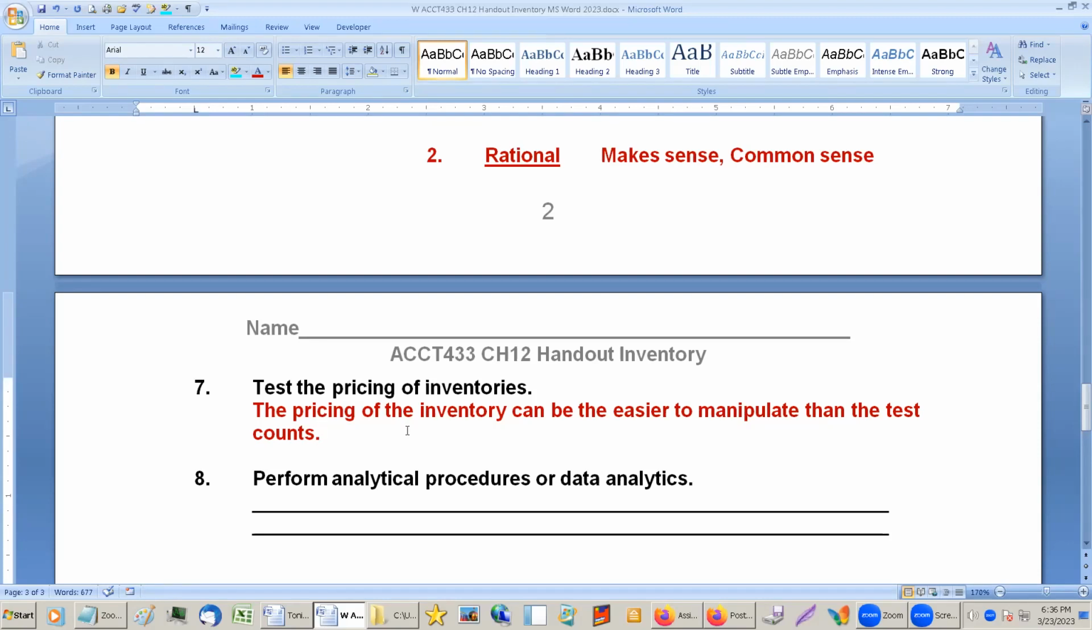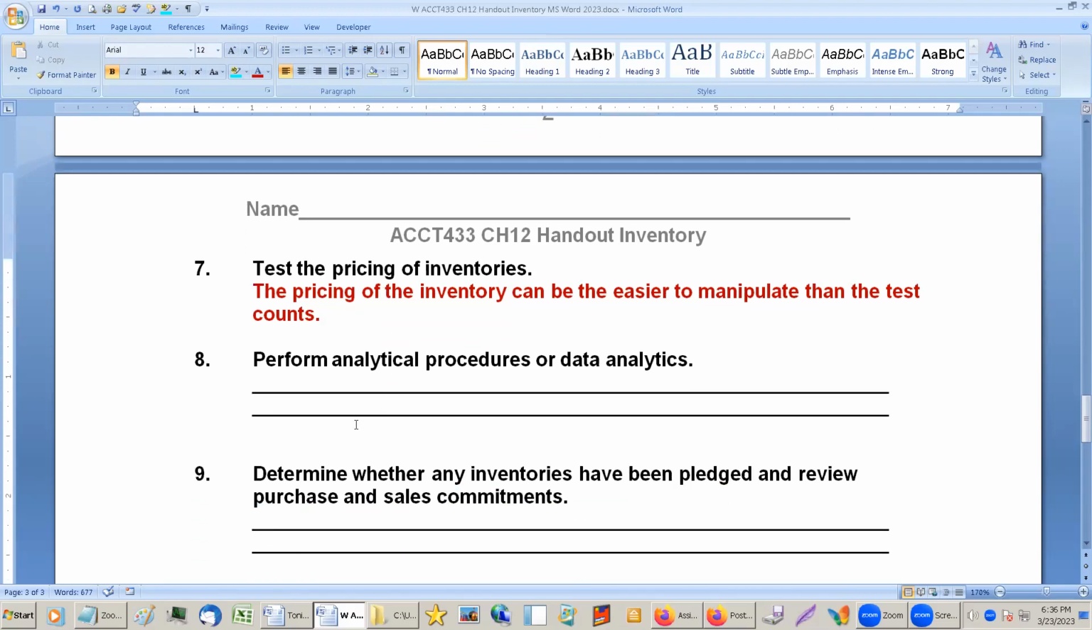Again, it takes both of them, but at the same time, there'll be less focus on the pricing than on the actual counts of the inventory, which have several people involved, many people involved. Okay.